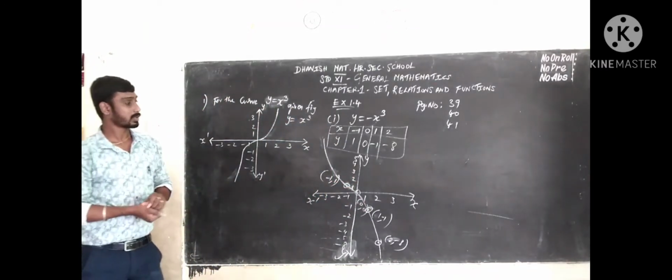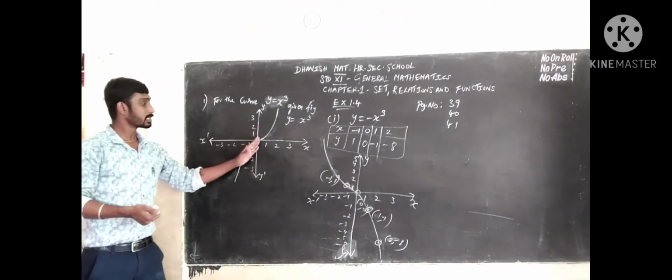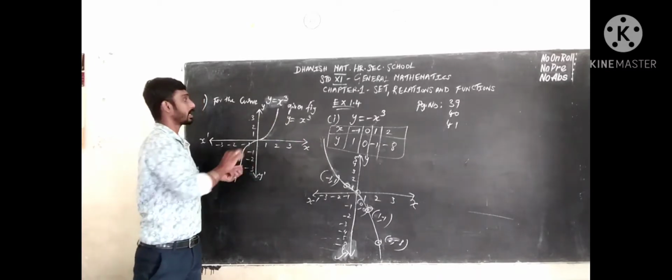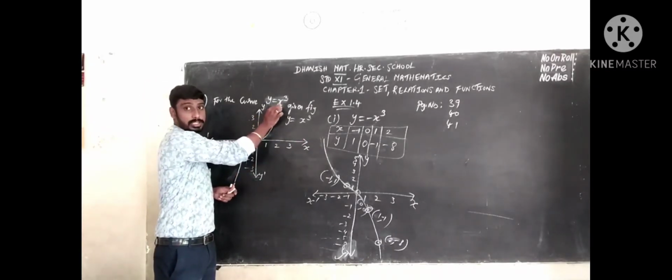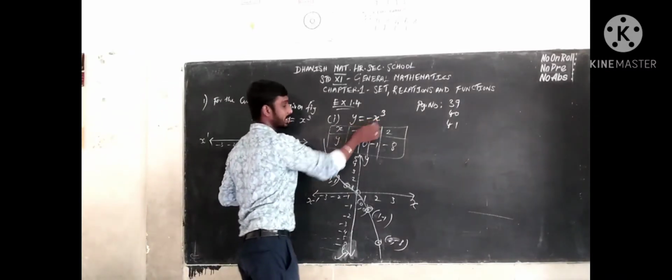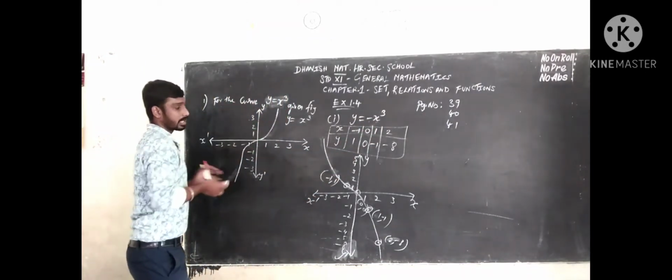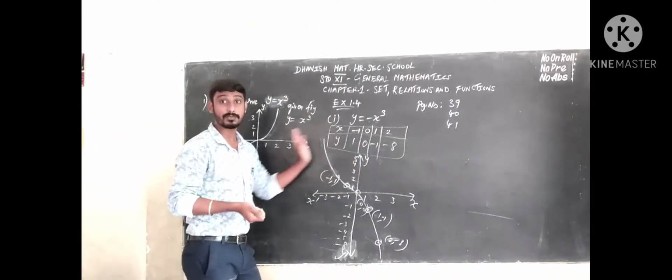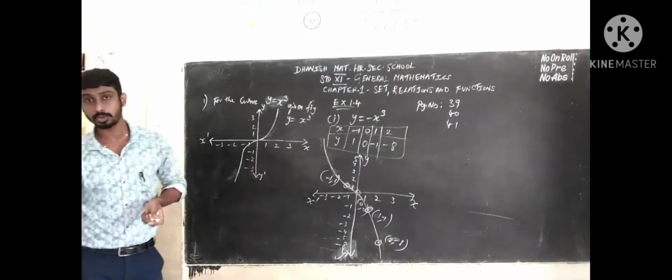Okay, first, what curve are we getting here? This one is a reflection, because here y is equal to x cube will be positive, and here y is equal to minus x cube. Here we are getting the curve like this. It is a reflection. What is the condition you are going to write here?